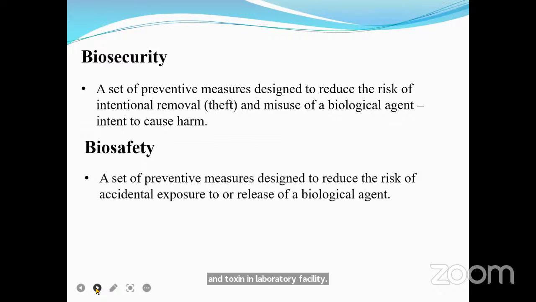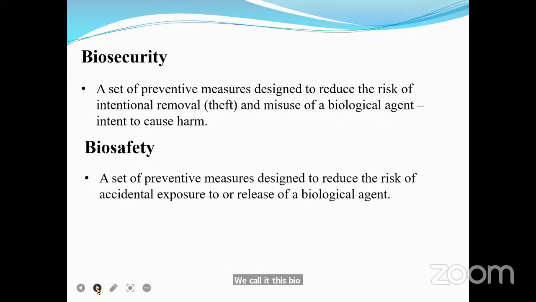Biosecurity actually has two divisions. One of them concerns preventive measures designed to reduce the risk of intentional removal or misuse of the biological agent. In other words, how to protect the biological agents from the human. We call this biosecurity.